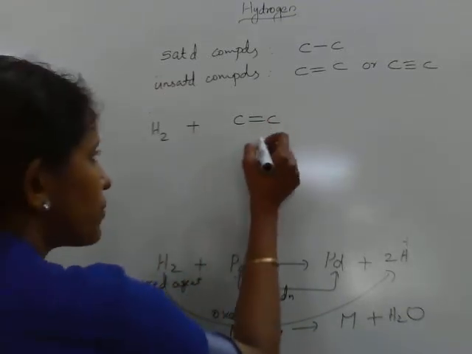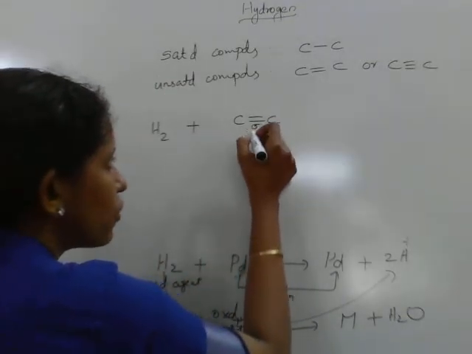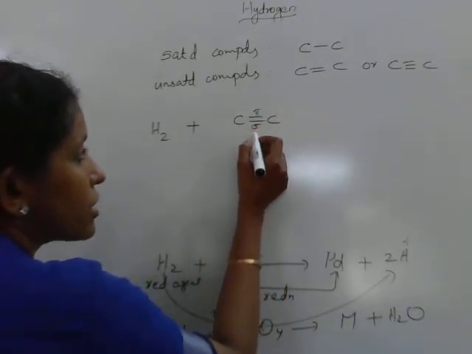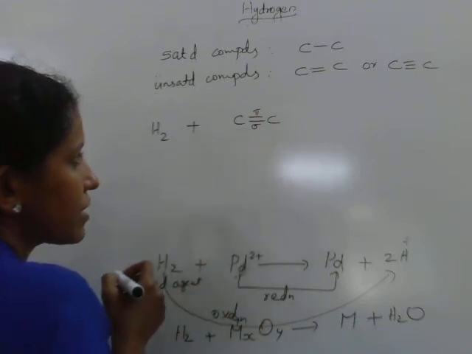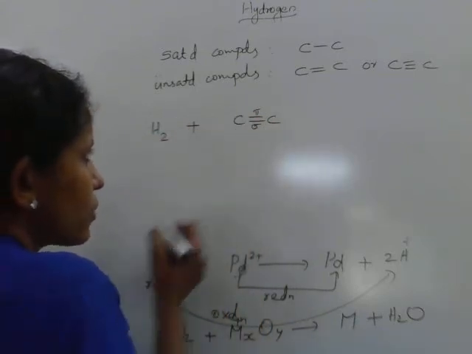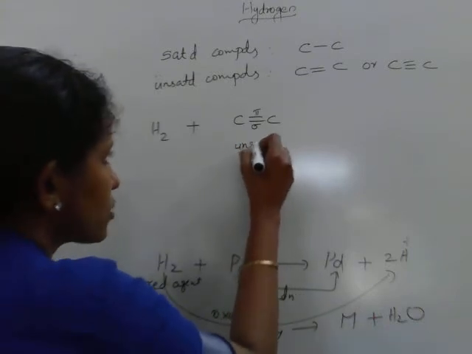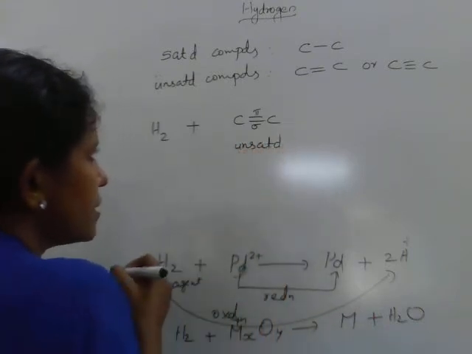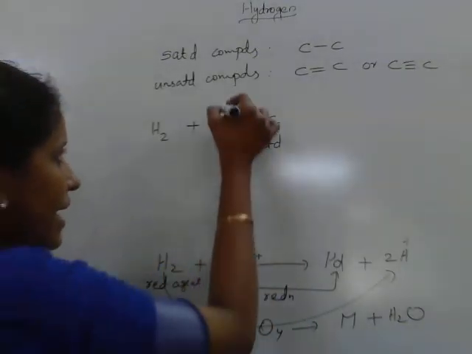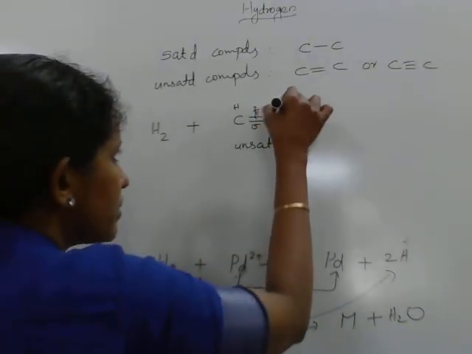In a double bond, we know one bond is a sigma bond and the other is a pi bond, and we also studied that the sigma bond is stronger and the pi bond is weaker. So when hydrogen reacts with a double bonded compound, this unsaturated compound, what happens? The weaker pi bond breaks and hydrogen is added to the double bonded compound.